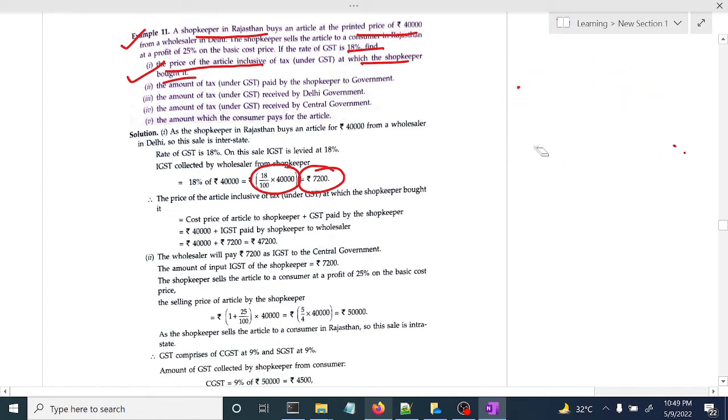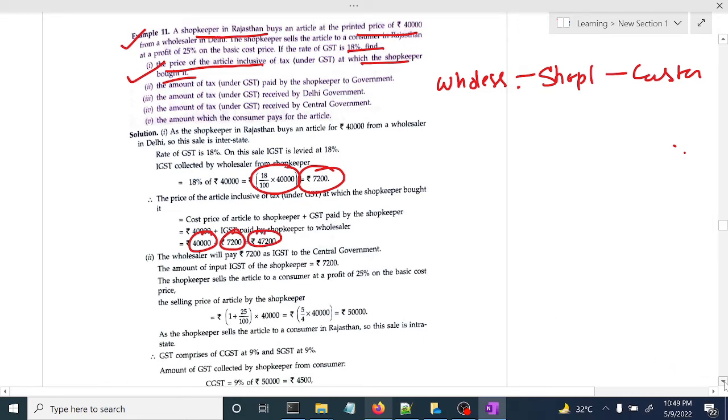Second point is what? The amount which the shopkeeper pays to the central government. How much is the shopkeeper paying to the central government, right? So we had wholesaler, shopkeeper, and then customer, right? So the wholesaler pays this. This is clear, right? That is the price inclusive of what it has been bought for, right? So 40,000 plus tax, 47,200, the whole.